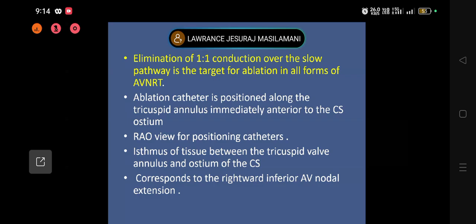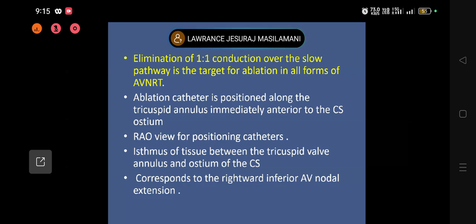RAO view is very good for positioning catheters because here you know the height. When you are in an RAO view, you clearly see where this is located and how low you are. This is the position where you will be able to see the height of your ablation catheter very easily. So I usually prefer RAO view for positioning catheters, and a lot of times for ablation also, because looking at an LAO all the time gives you a lot of exposure.